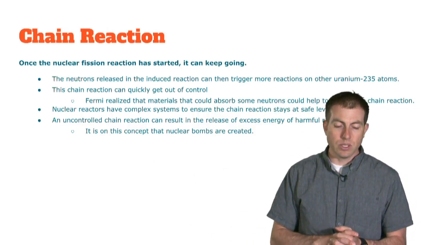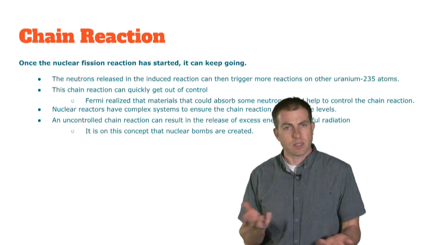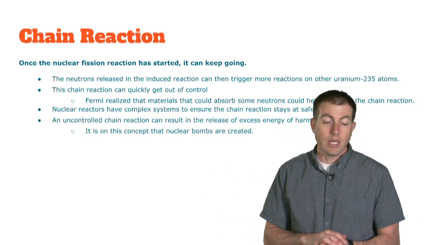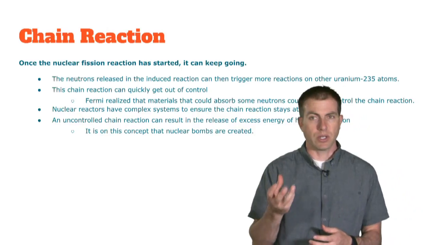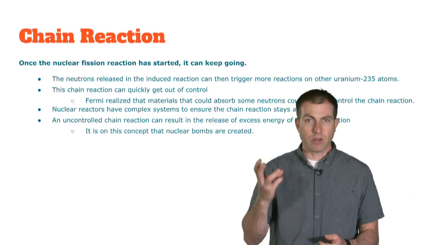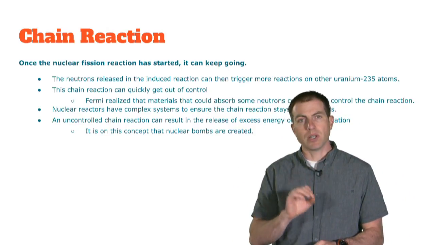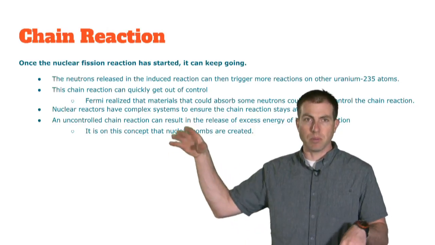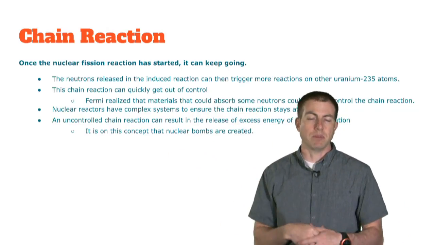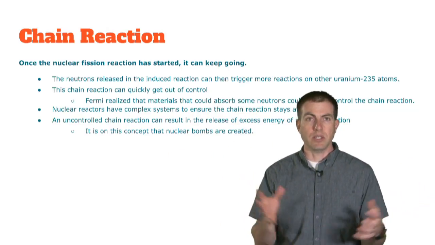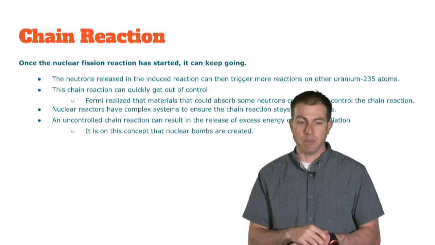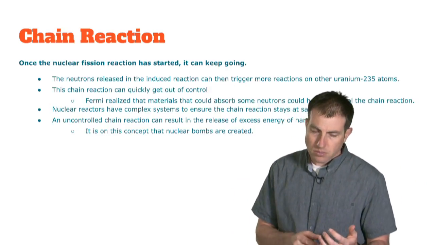It can get really, really out of control quickly, and that's essentially what a nuclear bomb is. If you have enough uranium, it's called a critical mass. If you have more than a critical mass and you bombard it with a neutron, it breaks apart, breaks apart, breaks apart. It just happens so quickly. So much energy is released in a very small amount of time. That is a chain reaction.